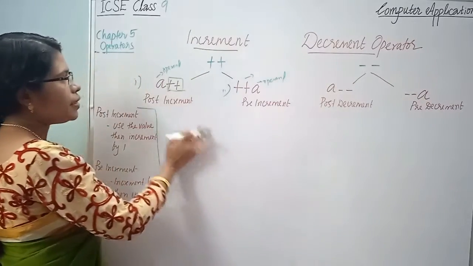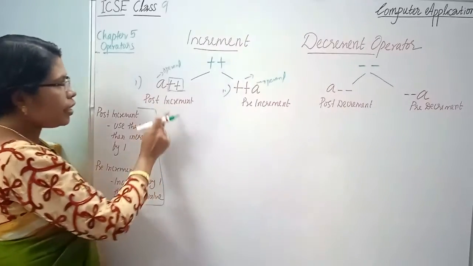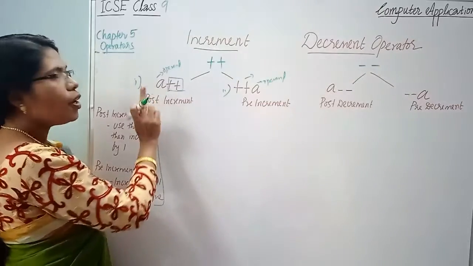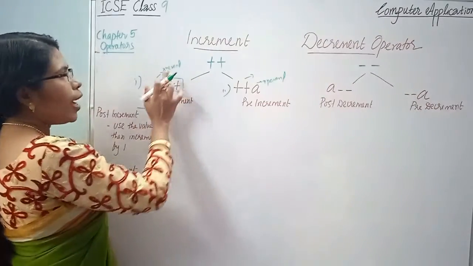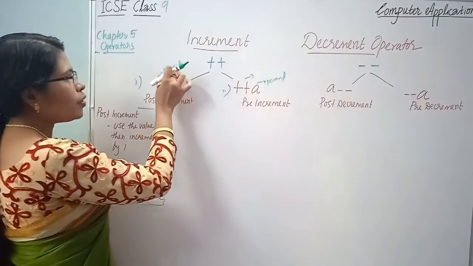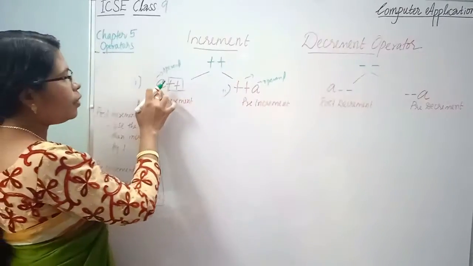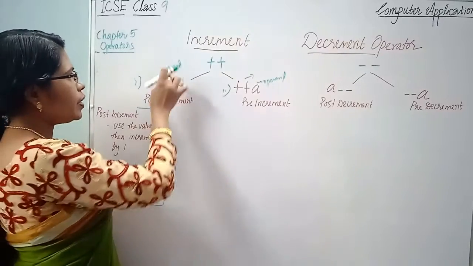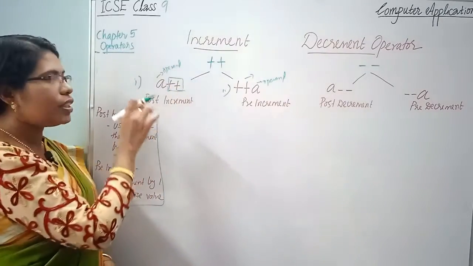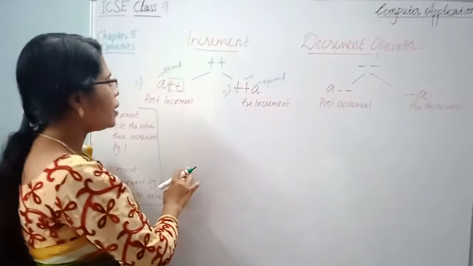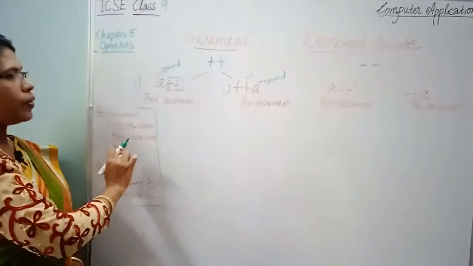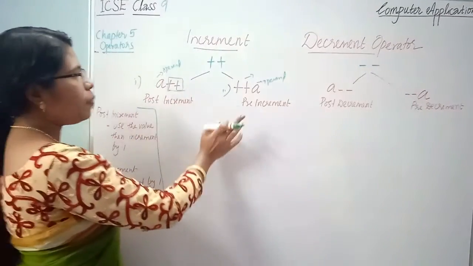A plus plus is post increment because the increment operator is placed after the operand. I hope all of you know the concept of operand and operator. Operand means the variable or the value we pass to do the calculation. Operator means the symbol that performs that particular operation. So here we have post increment and pre increment.